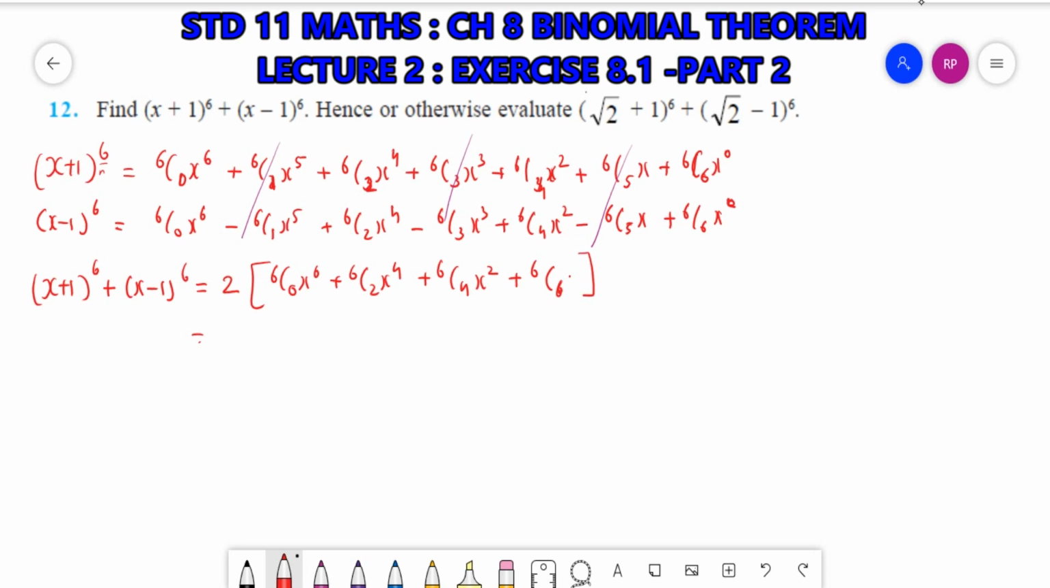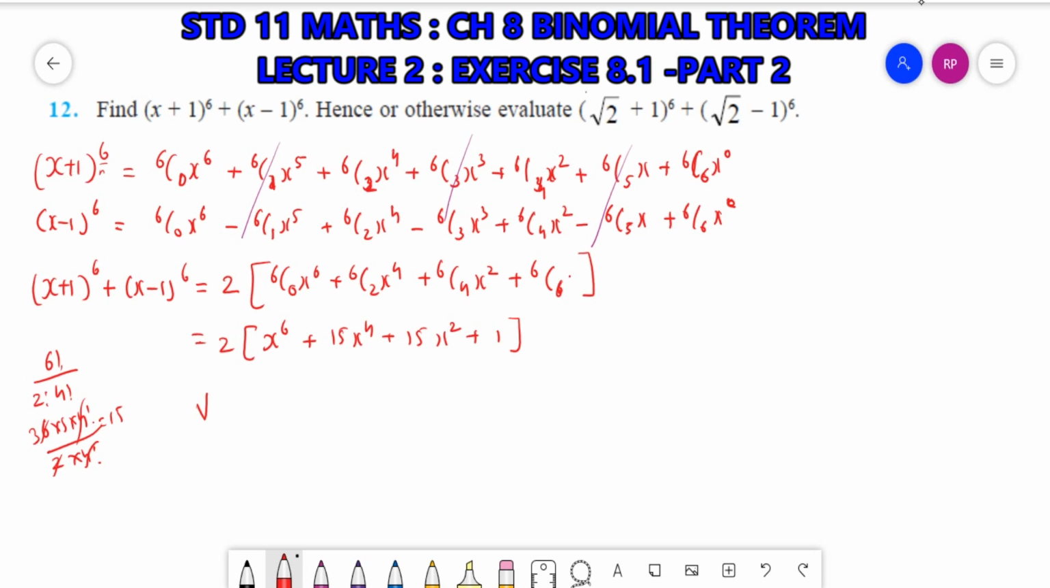So twice 6c0, 1, into x raised to 6, 6c2 is 6 factorial upon 2 factorial, 6 minus 2, 4 factorial. So this will be equal to 1s are 2, 3s are, this is 15. So 15 x raised to 4 plus 6c4 equal to 6c2, so 15 x square plus 6c6, that is 1. Okay, clear? So this is x plus 1 plus x minus 1 raised to 6.